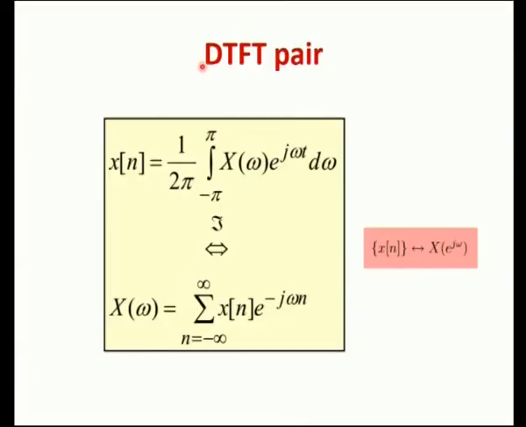Usually these two are called the discrete time Fourier transform pair. This is the frequency domain to time domain conversion, which is the inverse of the Fourier transform. From the time domain signal to frequency domain, this is called the Fourier transform. Usually we represent this as a discrete pair with a bidirectional arrow, x of n and X of omega, or you can call it X of e power j omega.